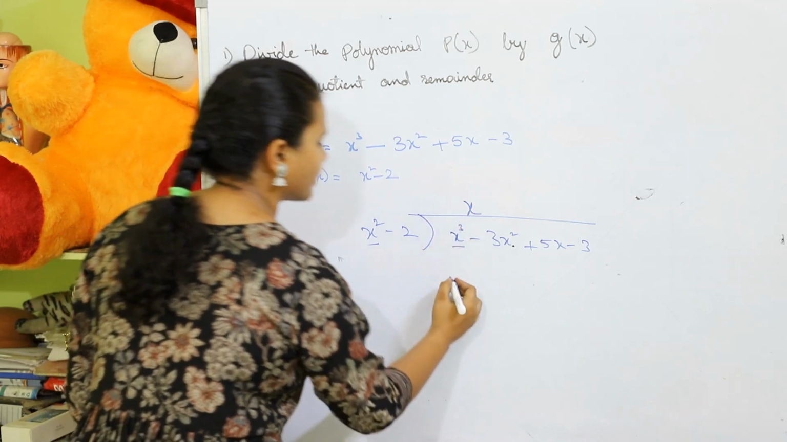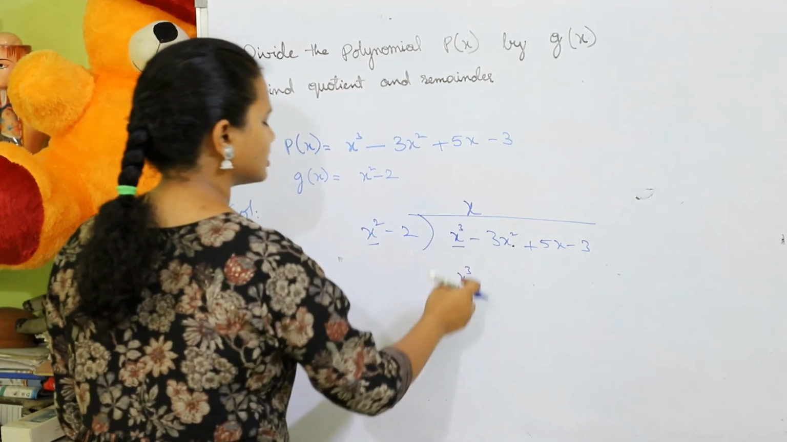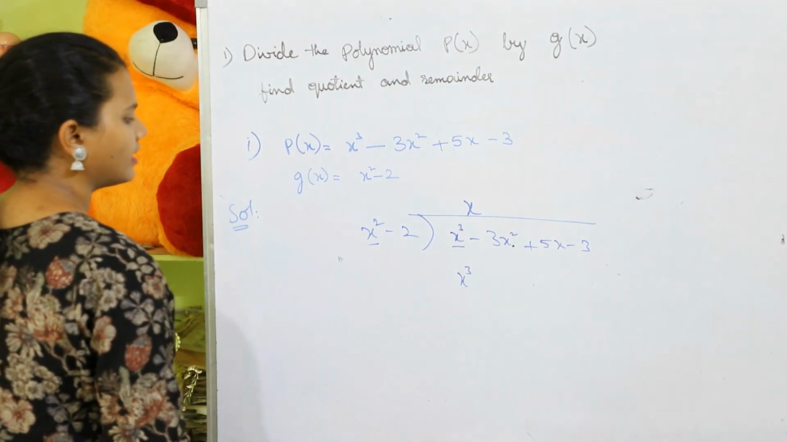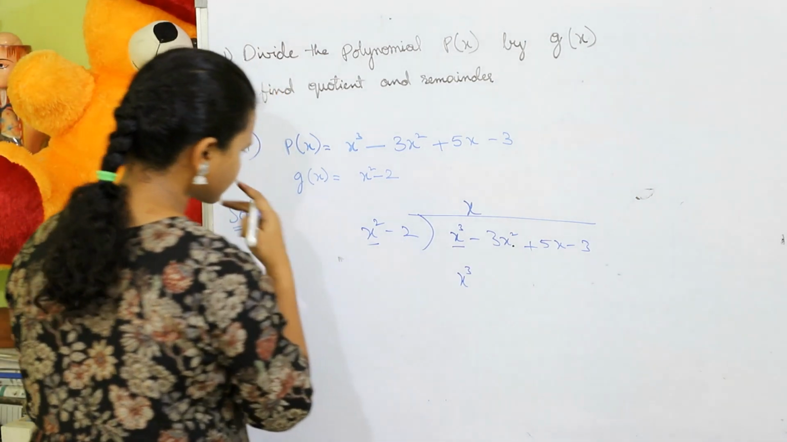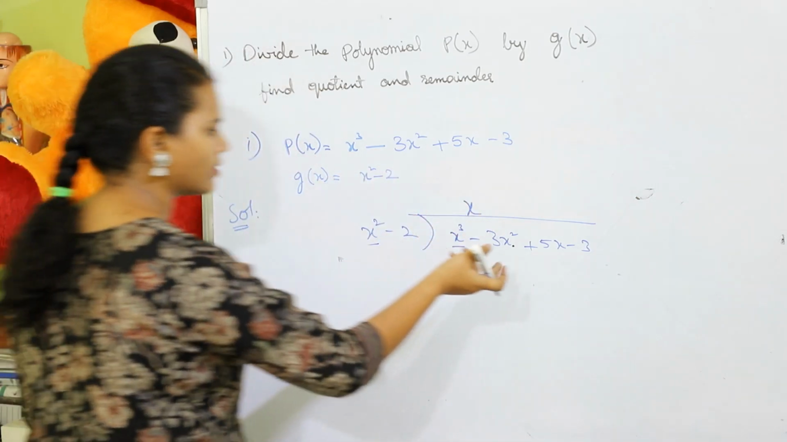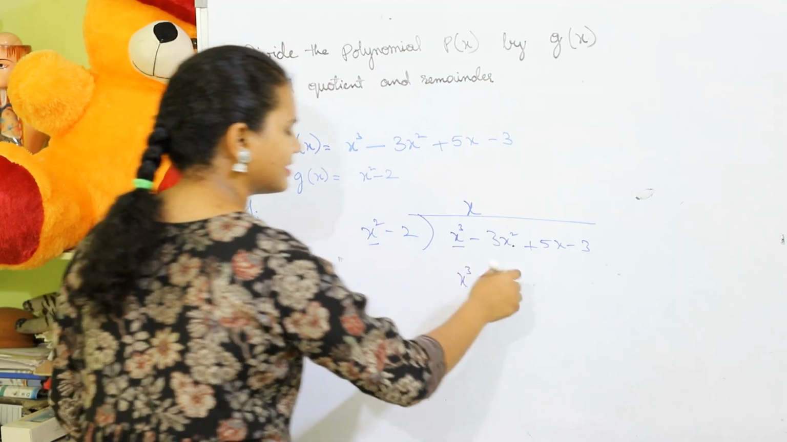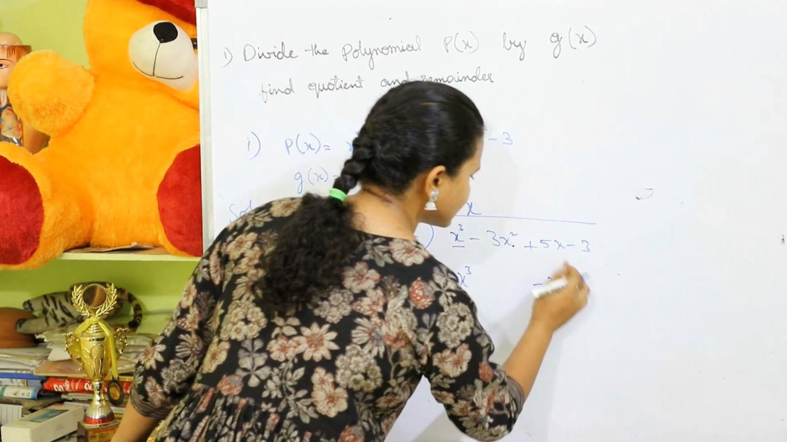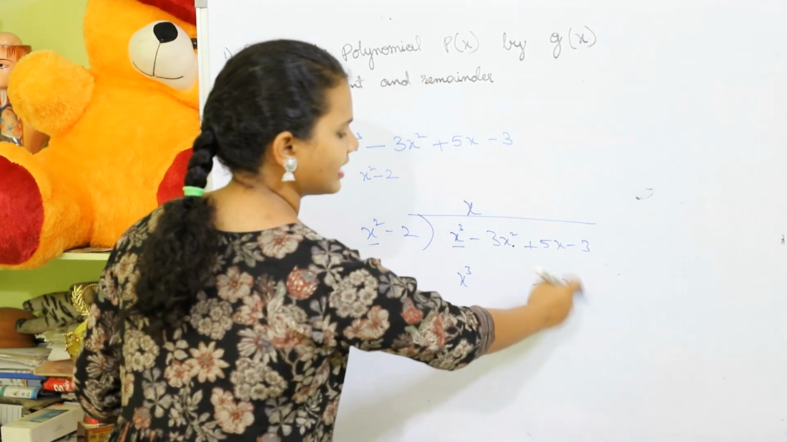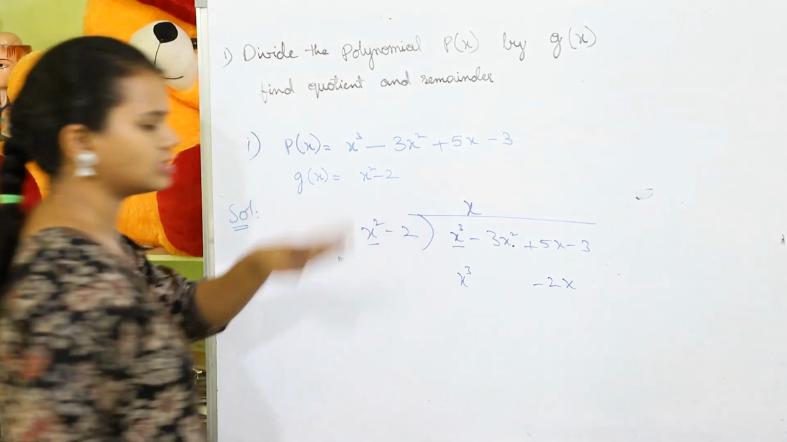X square into x, this becomes what? X cube. So write down x cube. Clear? Now next one, here you have minus 2, right? So minus 2 into x gives what? Minus 2x. But here I have minus 3x square. So you don't consider this; you write minus 2x, because this is x plus 5x, 2x, right? So write the minus 2x in the x place.